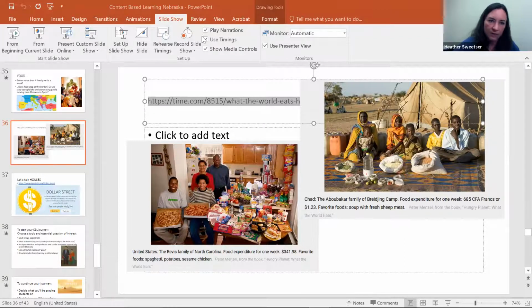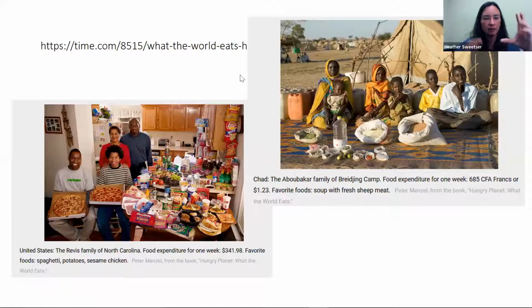But if you go to this website, it also shows you too, like you can grab a screen, what do you call it? Like a snip. So here we have a family in Chad, and it even talks about the money they spend each week on food and what their favorite foods are. And then here's a family from the United States and the food expenditure for one week and what they eat and their favorite foods.